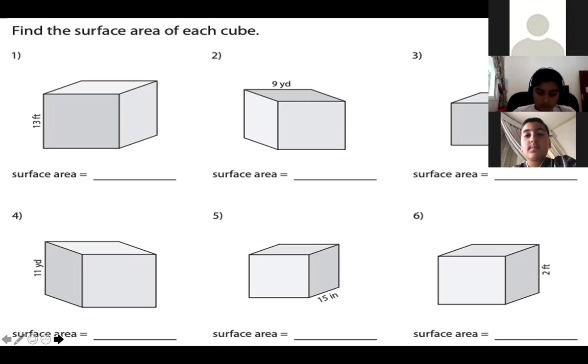What is the side length that I have? 13. What would be the area of one of these squares? 13? No, the side length is 13. We said the area is side times side, right? So what is side by side? Which value shall I put? 13 times 13. Right?